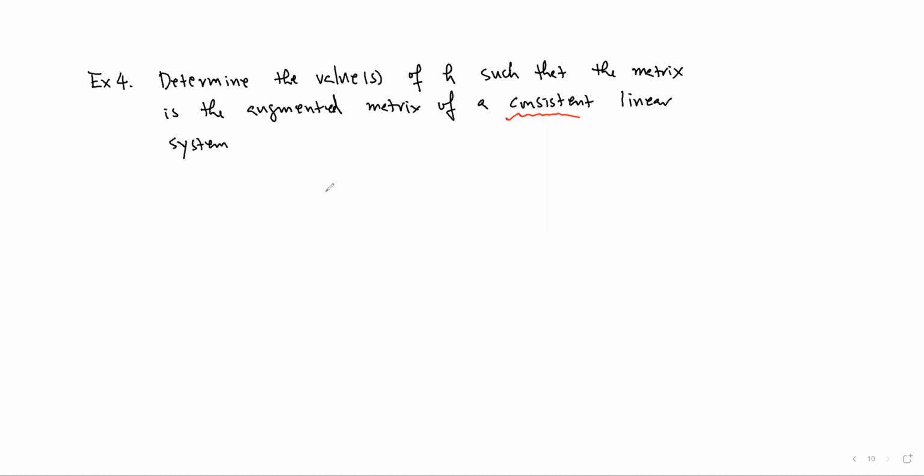The matrix is 1, h, 4, 3, 6, 8. This matrix is the augmented matrix of a linear system. So the last column is the right-hand side. Let me separate the last column from the first two columns by a line.